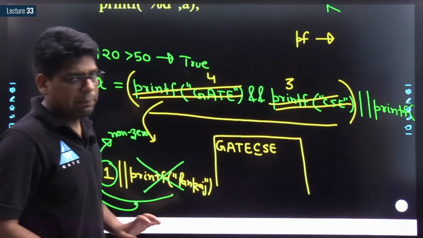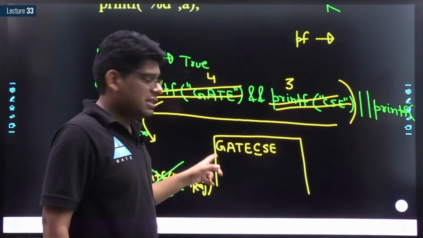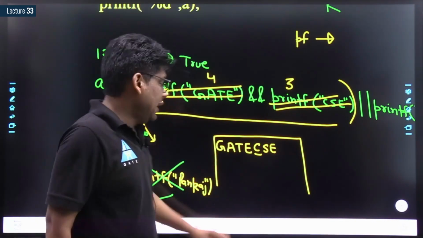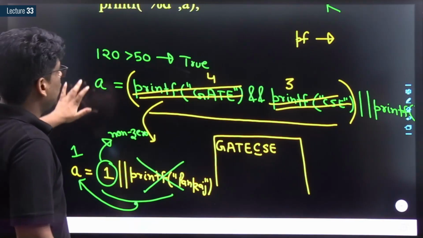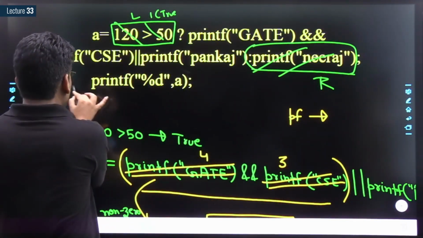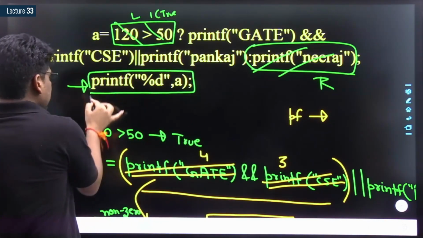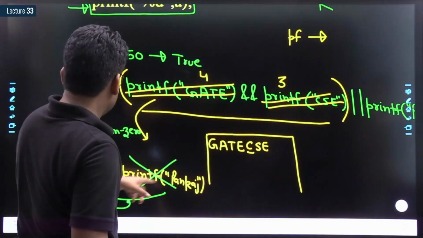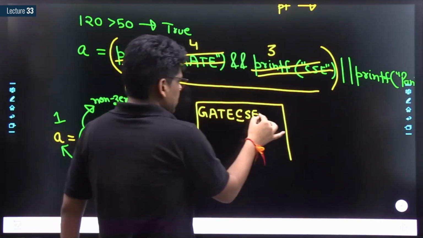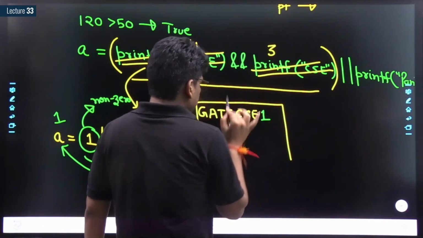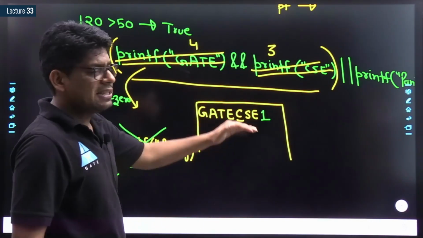So till now, what happened? Sir, on the screen we have GATE CSE, and the value 1 is assigned to A by this. But later on, we are again printing the value of A. So what is the value that goes inside A? Sir, 1. That means the output of this code is GATE CSE1.